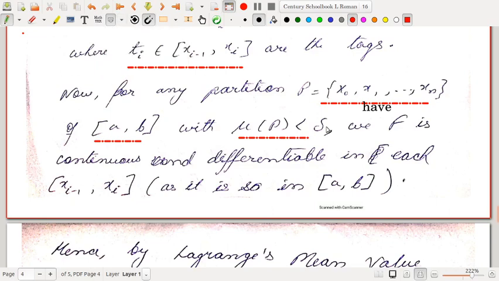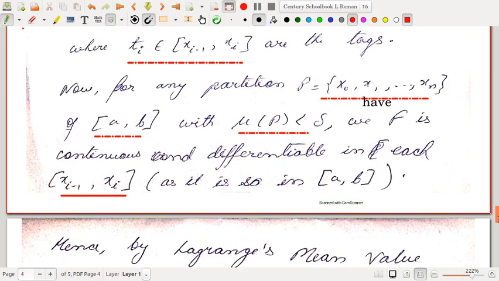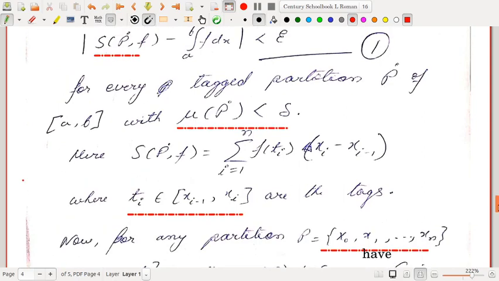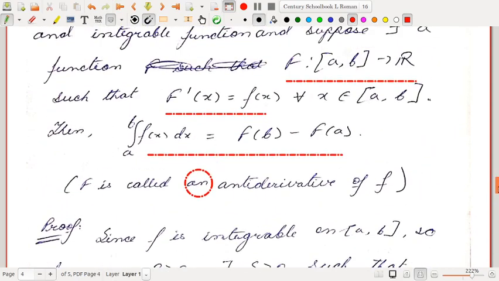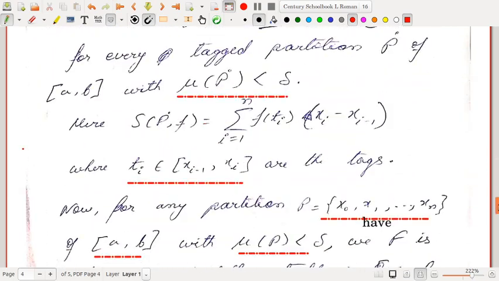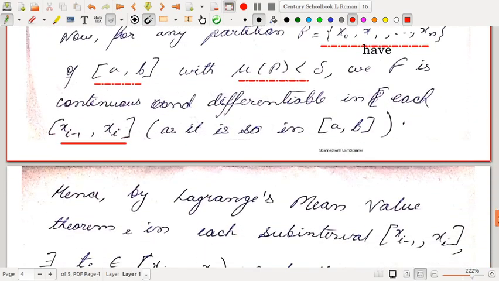We have F is continuous and differentiable in each subinterval [xi minus 1, xi]. As it is so in [a, b], F is continuous and differentiable. Why is it differentiable? Because F dash, the derivative of F, exists at each point. Differentiability implies continuity. So capital F is continuous and differentiable in each subinterval.